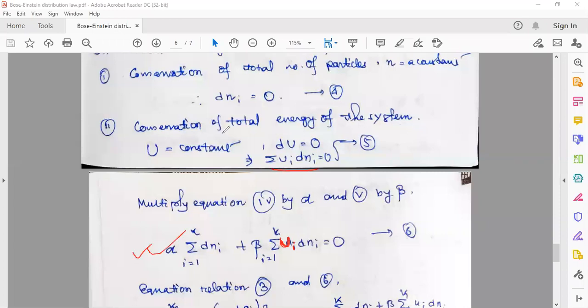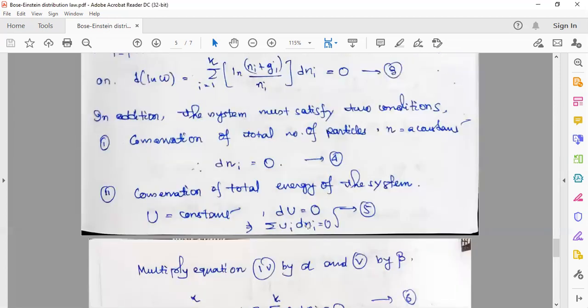Okay, alpha dni, summation I equal to 1 to k, and beta. So alpha and beta are constants. Okay, alpha and beta are some constants. So beta, summation over I equal to 1 to k, and this ui dni equal to 0. Okay.